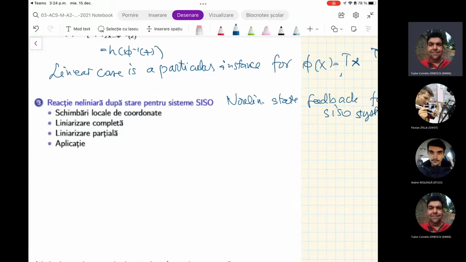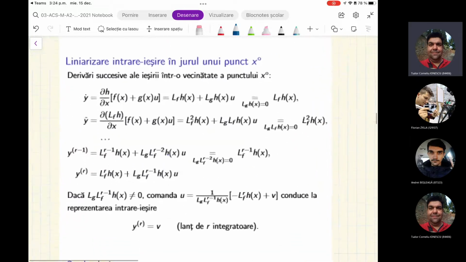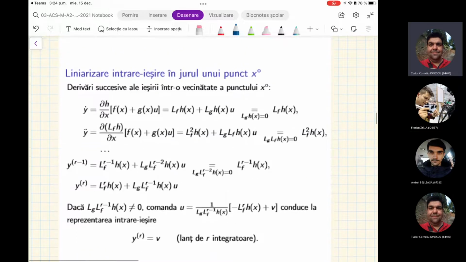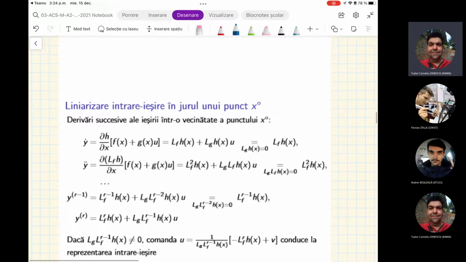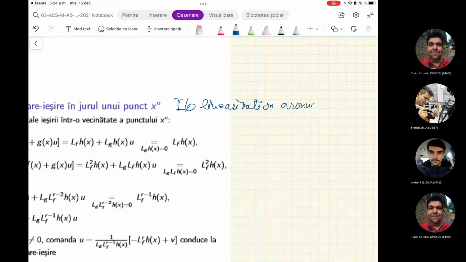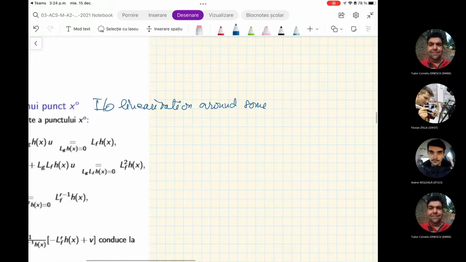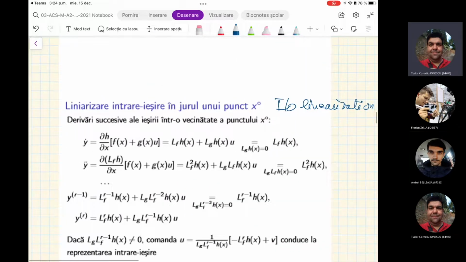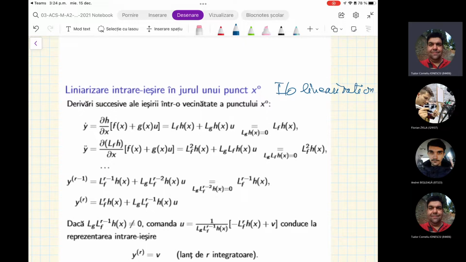Okay, and we have local changes of coordinates, full linearization or complete linearization, partial linearization, and an application. Okay, let's see about the input-output linearization with a feedback around some point x naught. So it says here successive differentiations of the output in some neighborhood of x naught.